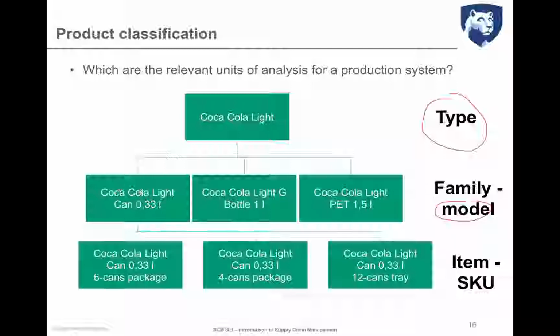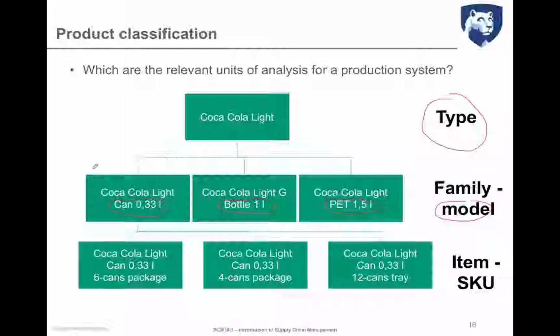For example, they have Coca-Cola Light in can 0.33 liters, they have Coca-Cola Light in bottle of 1 liter, or they have Coca-Cola Light in PET 1.5 liter. This is a family of product. So Coca-Cola Light exists in the models of can 0.33 liters, bottle 1 liter, and PET 1.5 liters.